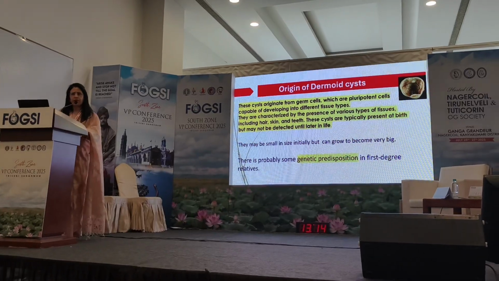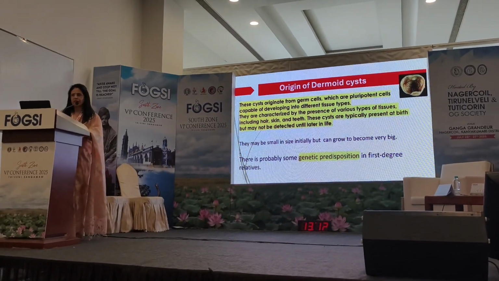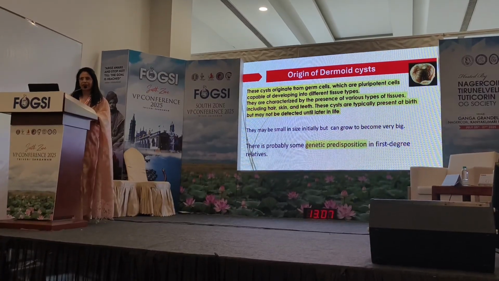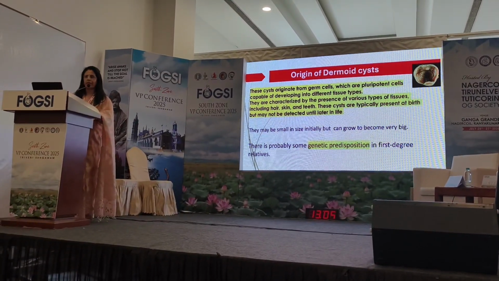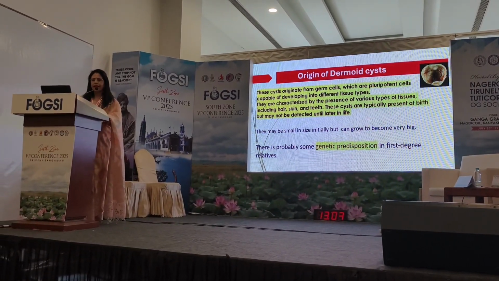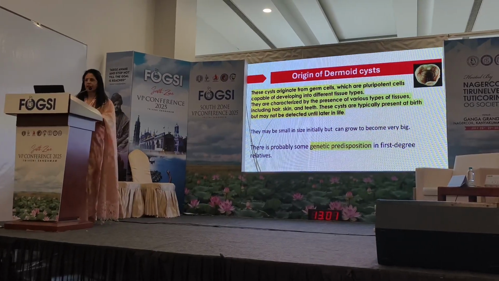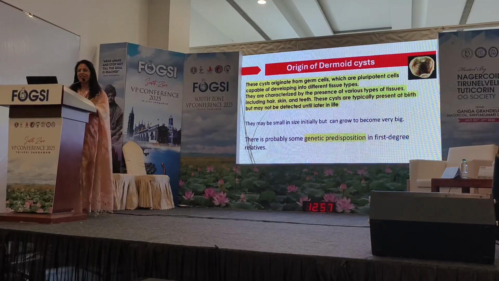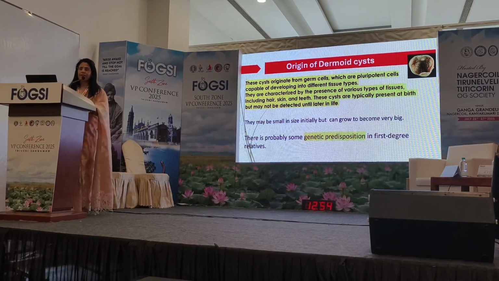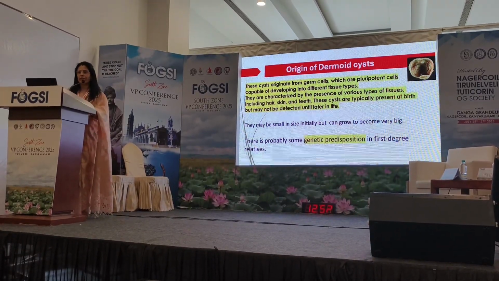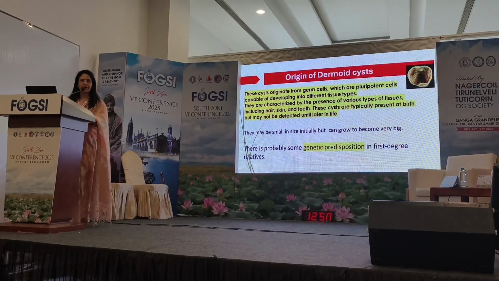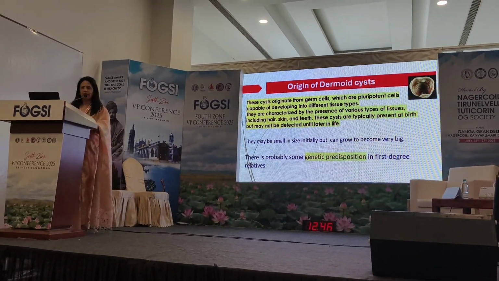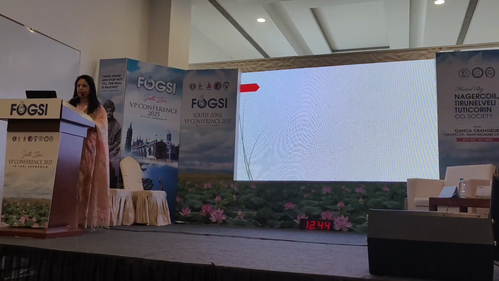So, from where do these originate? They originate from the germ cell. These are pluripotent cells which are capable of developing different tissues. They are characterized by the presence of various types of tissues, including hair, skin, and teeth. These cysts are typically present at birth but may not be detected until later in life. There may be some genetic predisposition in first degree relatives.